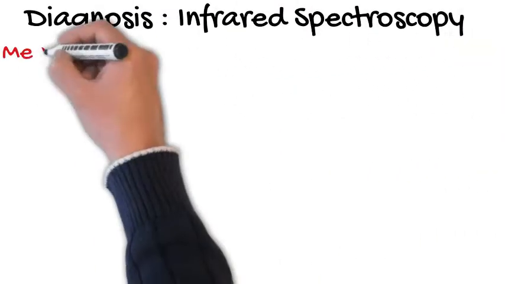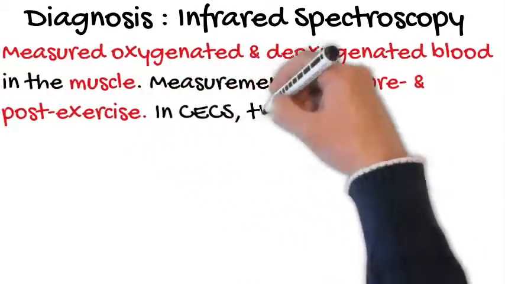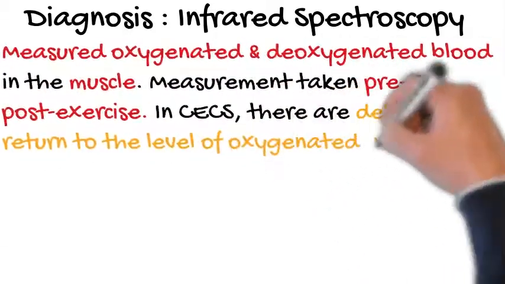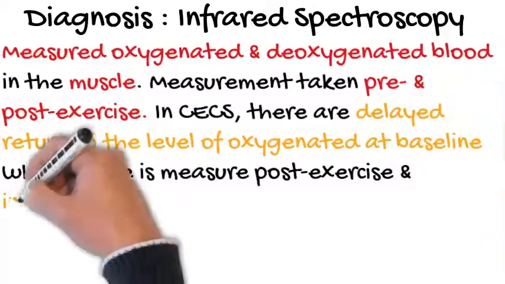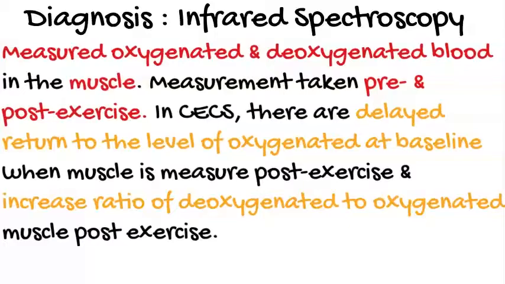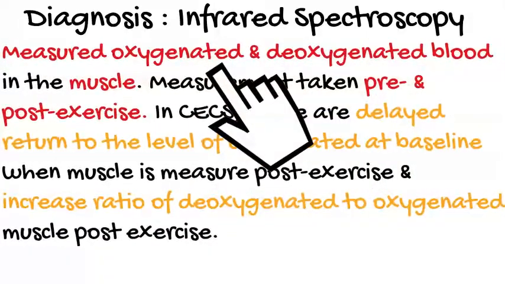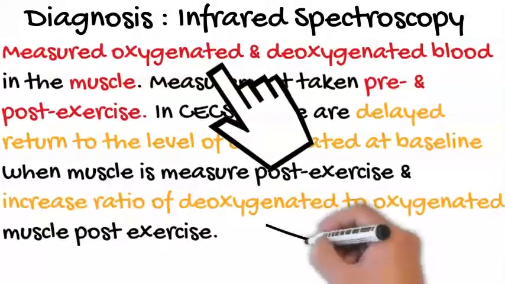Infrared spectroscopy measured oxygenated and deoxygenated blood in the muscle. Measurements are taken pre and post-exercise. In chronic exertional compartment syndrome, there is a delayed return to the baseline level of oxygenated blood when the muscle is measured post-exercise, and there will be an increase in the ratio of deoxygenated to oxygenated blood in the muscle post-exercise.